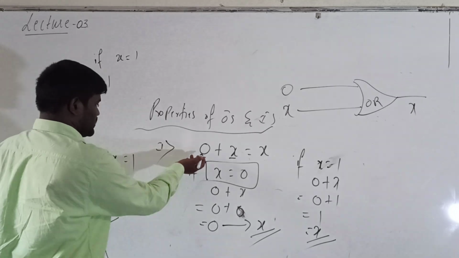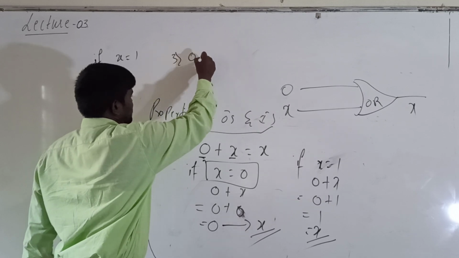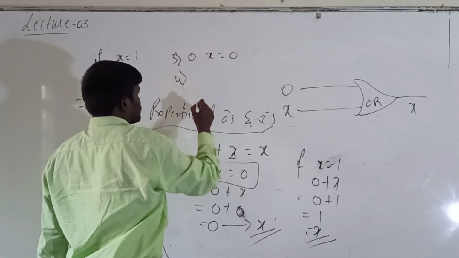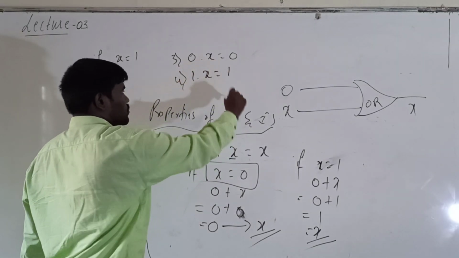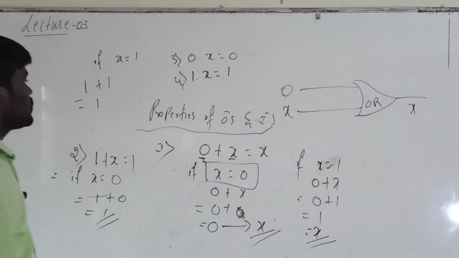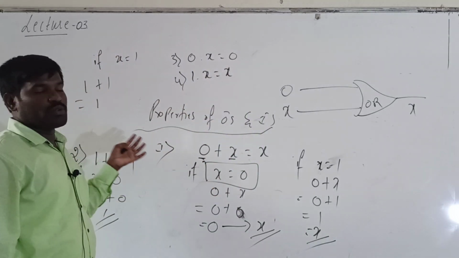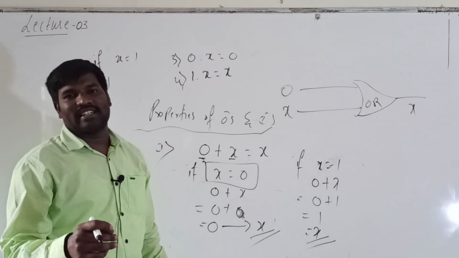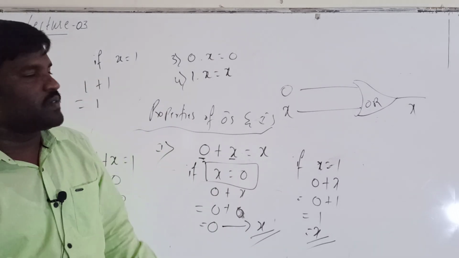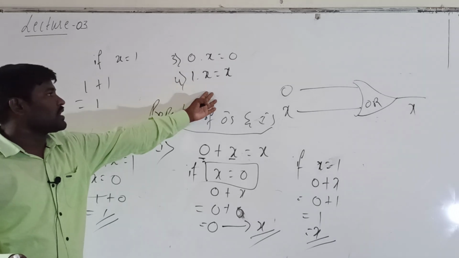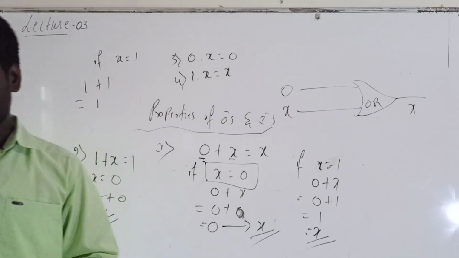Okay, so another one is there. These two are with respect to the logical addition. With respect to the logical multiplication, 0 into x is equal to 0, and 1 into x is equal to x. In the same way you have to substitute. For 0 into x is equal to 0, initially you can take x value as 0 and you will get the result as 0, and you can take x value as 1, again you will get 0. In the same way you can solve 1 into x is equal to x. These two are with respect to the logical multiplication.